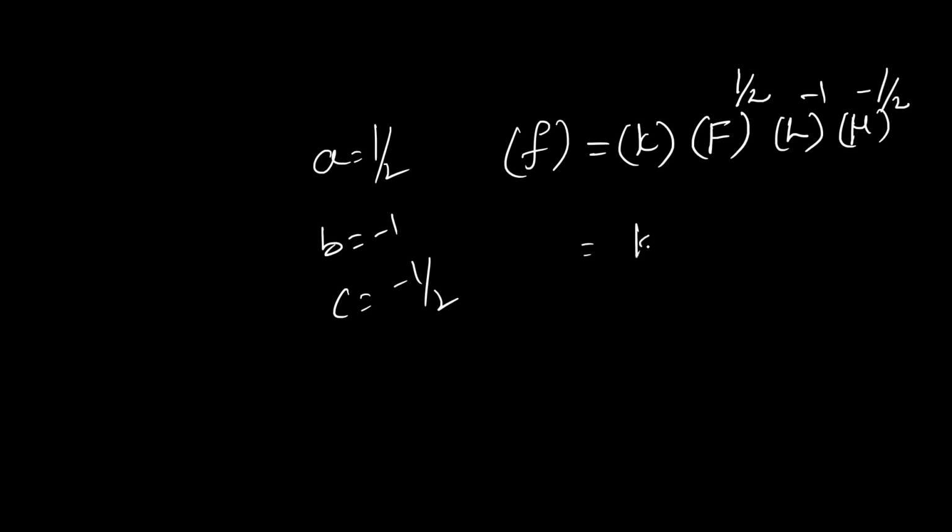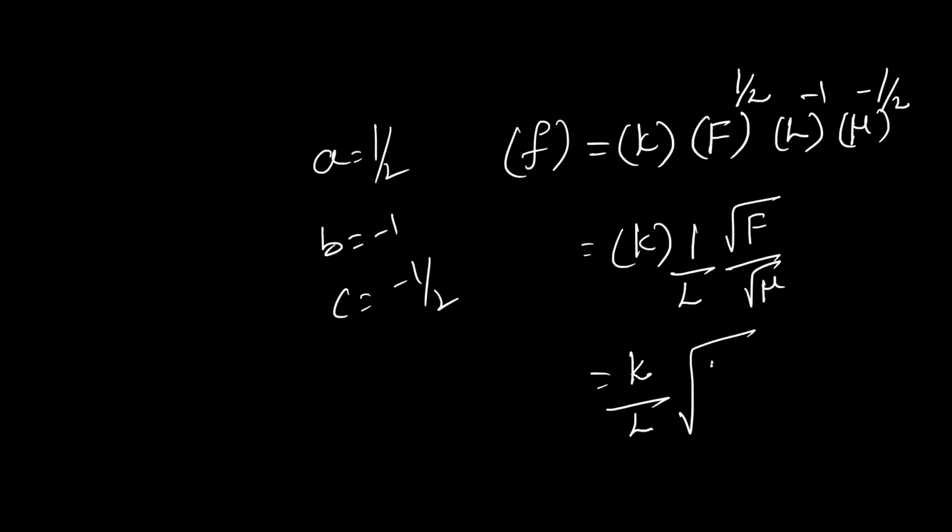So can I write this like this? K into F power 1 by 2, can I write this as root of F? L power -1 means can I write this as 1 by L? And mu power -1 by 2 means in the denominator it can be written as root mu. Can I simplify this as K by L into root over F by mu or not? Yes, sir. You can write that.